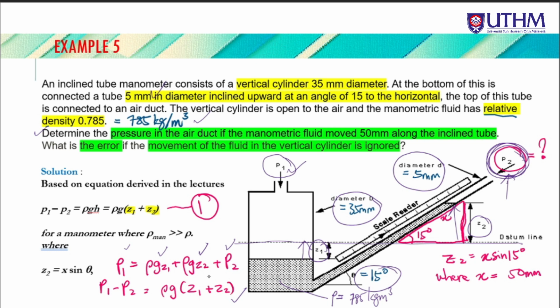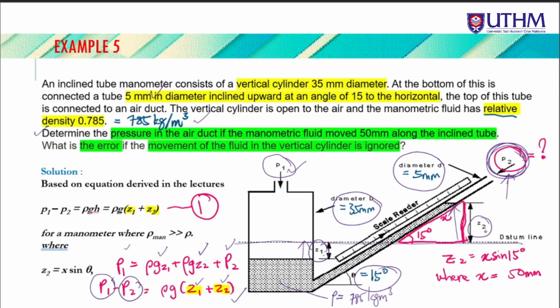Okay, so kat sini yang penting sekarang, how to get the value of Z1 and Z2. The question asks for P2. P1 ni actually kita akan ignore lah, sebab kita anggap the atmospheric has zero pressure. So in order to find P2, kita kena dapat the value for Z1 and Z2. So how to find the value of Z1 and Z2? Sebab dalam soalan tak diberi kan Z1 apa, Z2 apa.